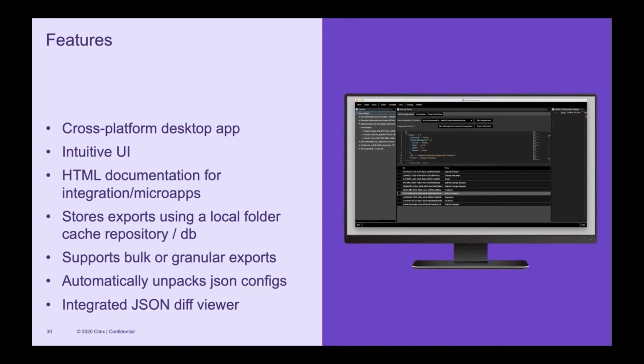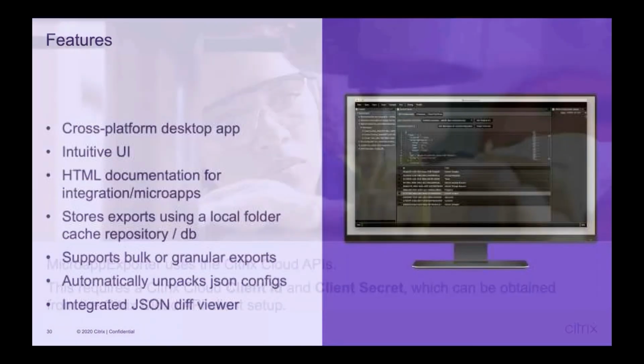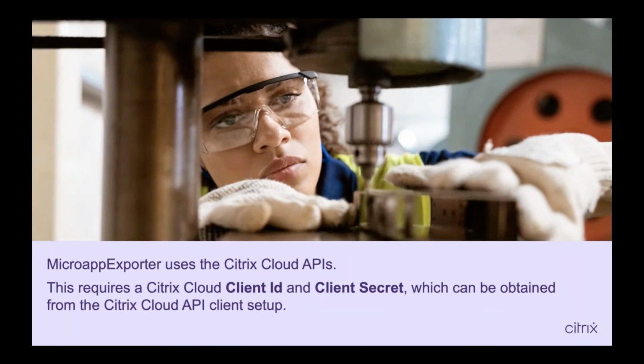The integrated JSON diff viewer is available within the app, and it allows the administrator to drag and drop JSON configs from right within the app into the JSON viewer to easily identify differences between configurations. Now, before getting started using the app, we need to configure the app with the appropriate tenant and client ID and client secret that corresponds with your environment.